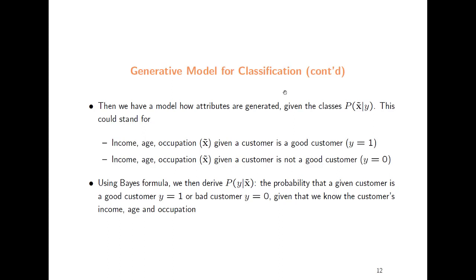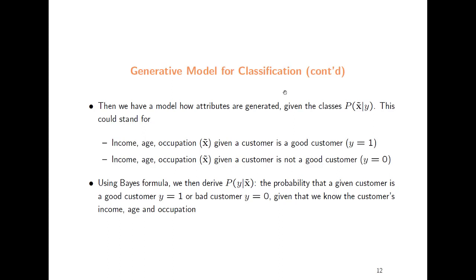Given that a customer is a good customer, a good customer might have high income, not too old, not too young, might have some interesting occupation. And for a bad customer, so I'm just making this up and nothing meaningful behind it, maybe low income, too young or too old, dangerous occupation or something like that.